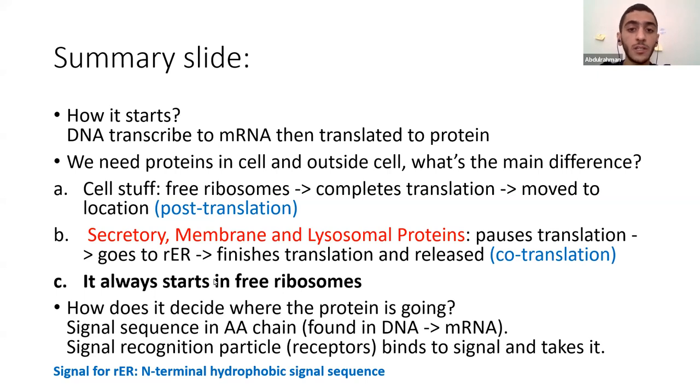C is basically for both. It always starts in the free ribosomes. Whenever you're starting the translation process, it starts in the free ribosomes. If the proteins are going to be used inside the cell, it starts in the free ribosomes and it finishes in the free ribosomes. And that's why it's referred to as post-translation translocation.